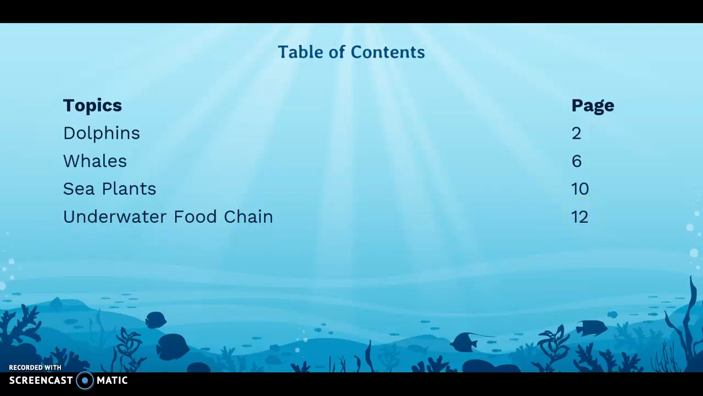That's how you use the table of contents. If you wanted to just know about whales, you could open to the table of contents, find the word whales, and then move your finger over until you find what page whales begins on. And then you would flip to page 6 in the book to read about whales.